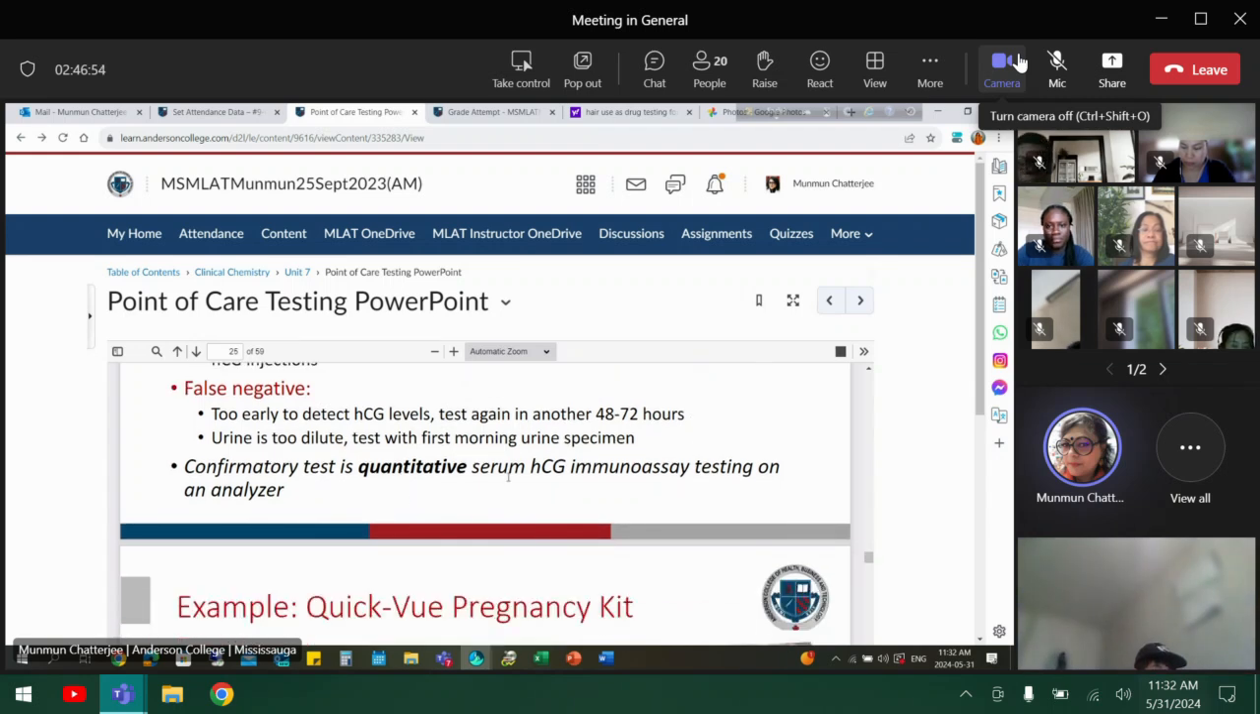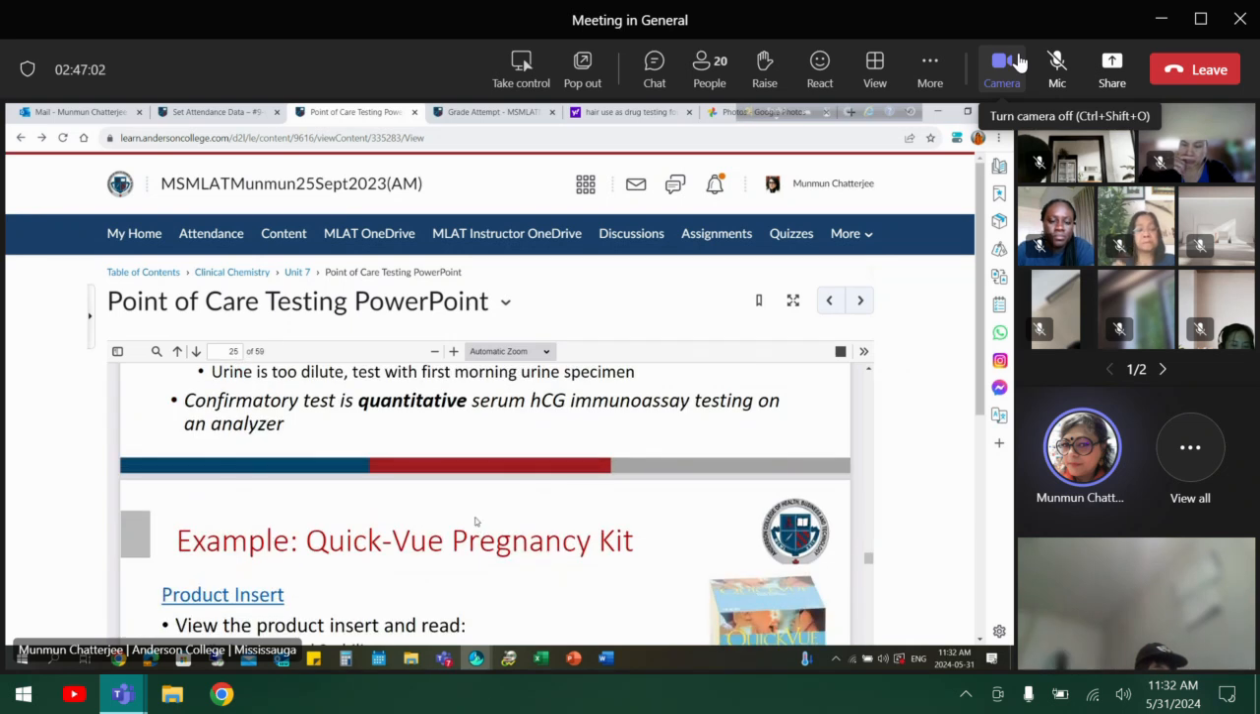Confirmatory test: quantitative serum HCG immunoassay testing on an analyzer. So ultimately, if you think that, you have to go to the doctor's office and do the quantitative assessment of your beta HCG hormone, which can be drawn in the serum.